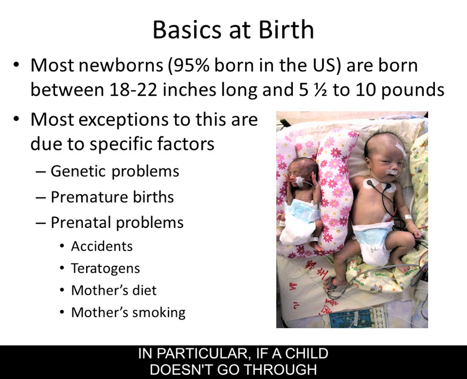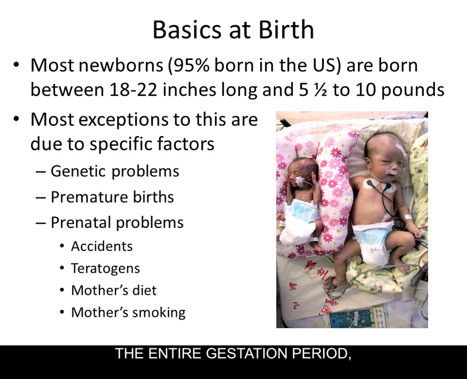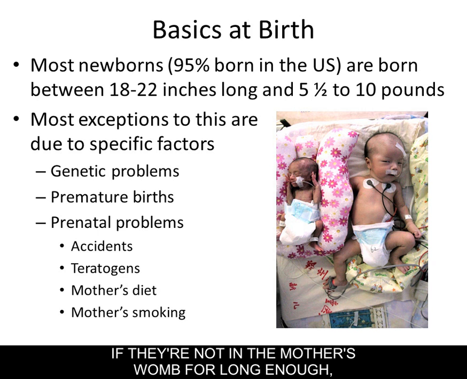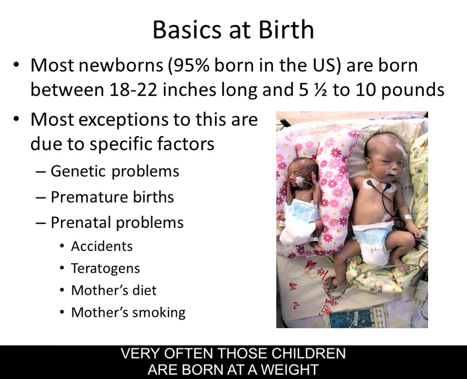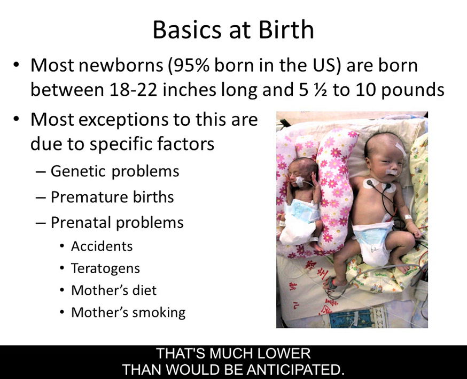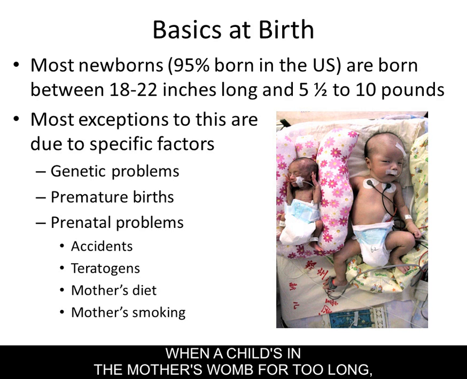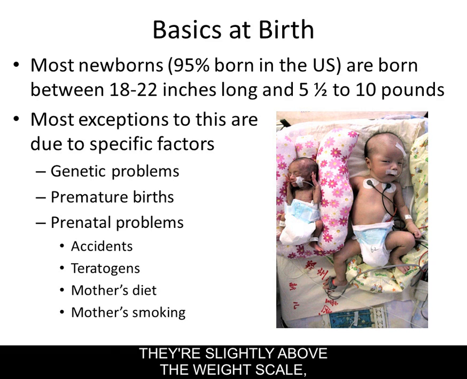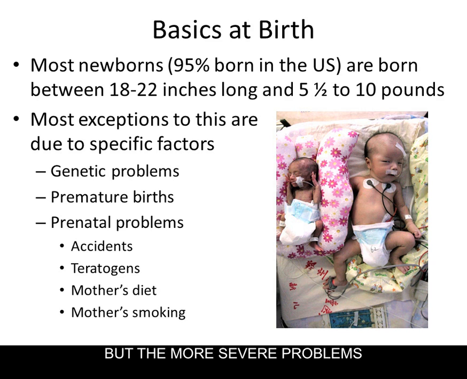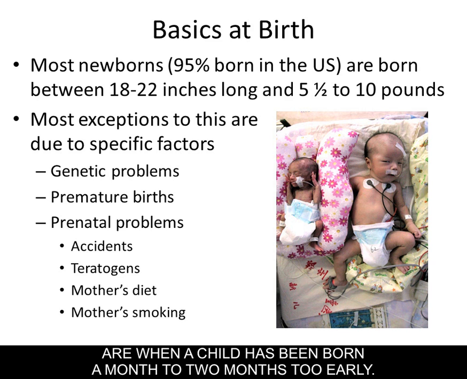In particular, if a child doesn't go through the entire gestation period, if they're not in the mother's womb for long enough, very often those children are born at a weight that's much lower than would be anticipated. In some rare instances, when a child's in the mother's womb for too long, they're slightly above the weight scale, but the more severe problems are when a child has been born a month to 2 months too early.